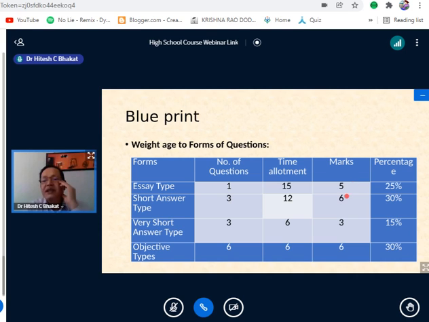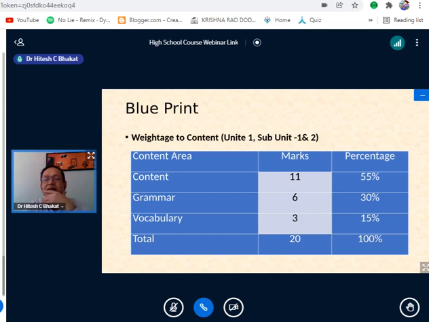So 5, 6, 3 and 6. All right? This is the percentage out of 20 marks. And then finally, we give weightage to content. What are the contents? One is lesson, grammar, and vocabulary. All right, we divide it into three. For the lessons we give 11 marks, that is 55%. Grammar, we give 6 marks, 30%. Vocabulary, we give 3 marks, 15%. So total 100%. All right, total marks 20.